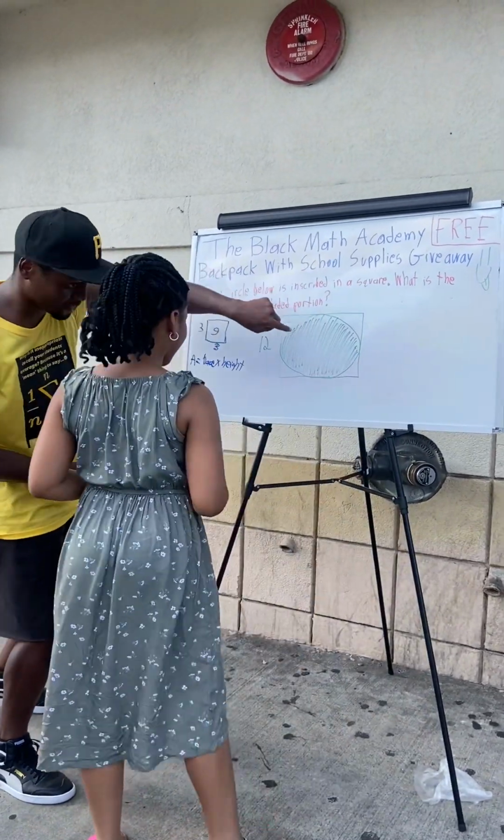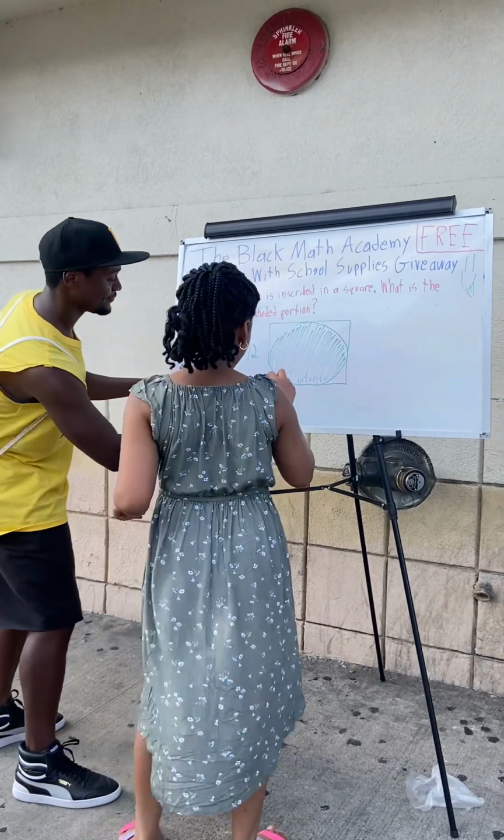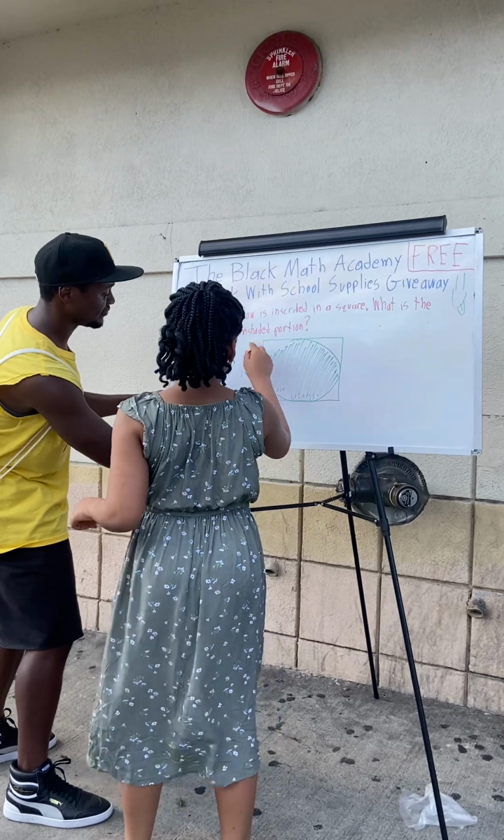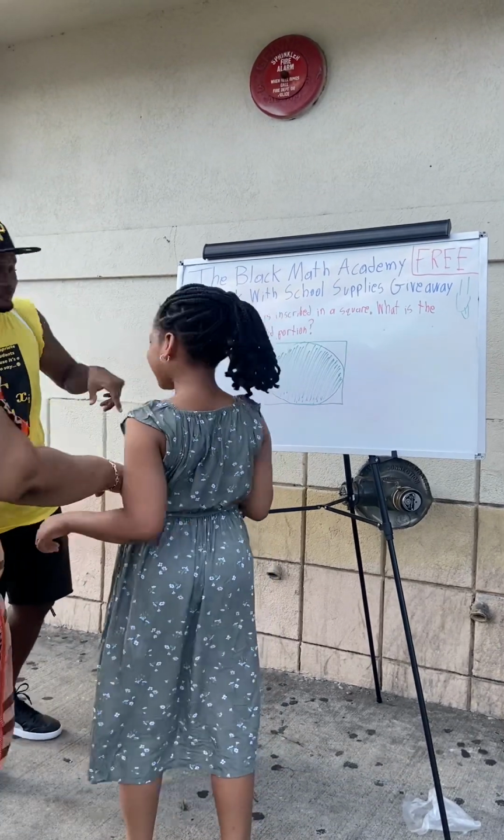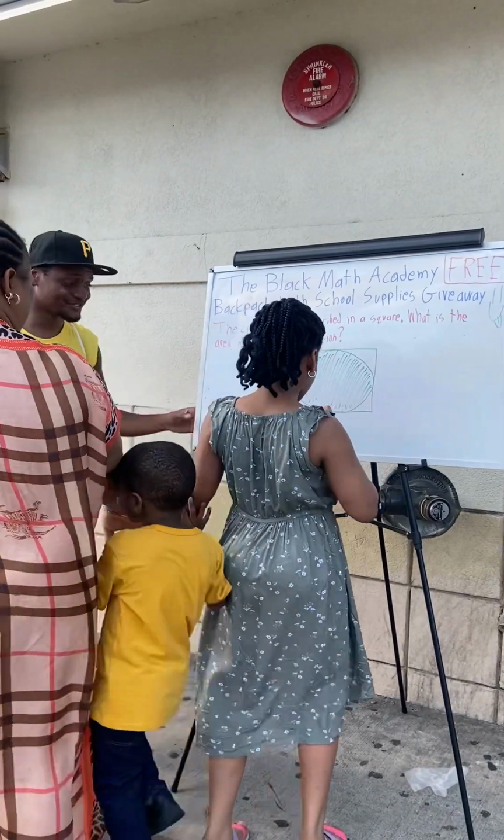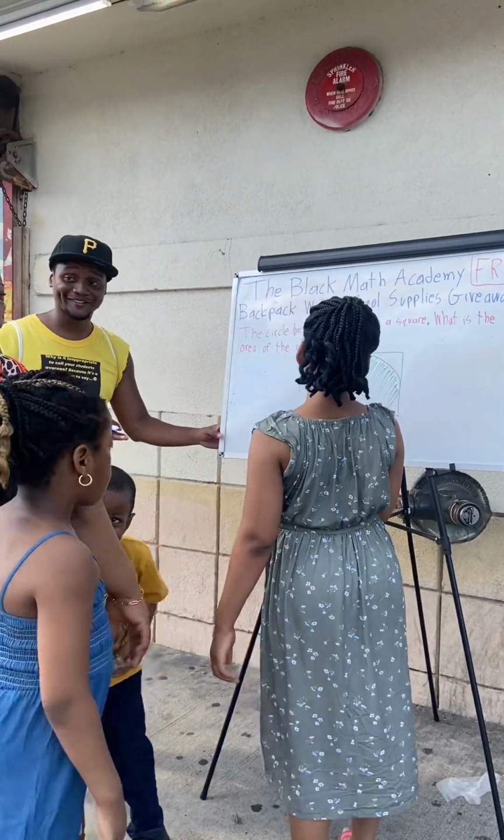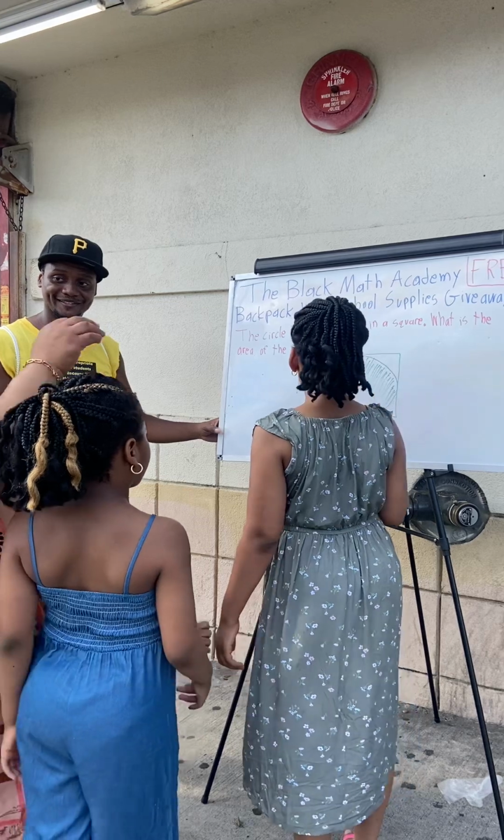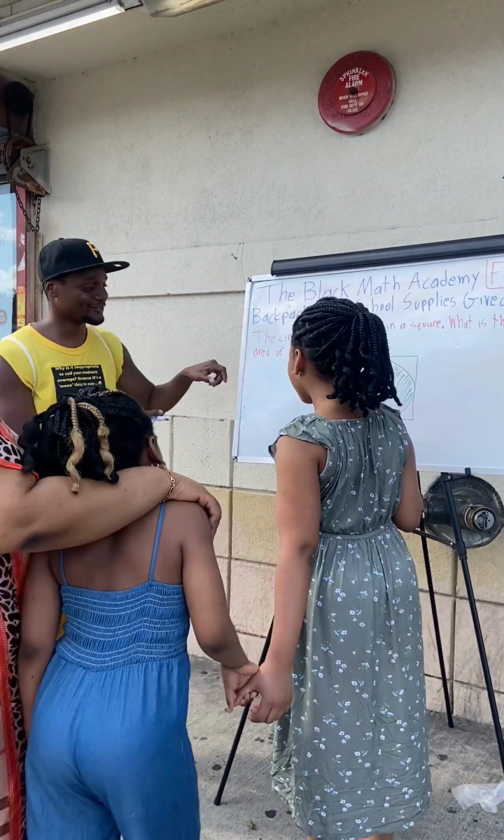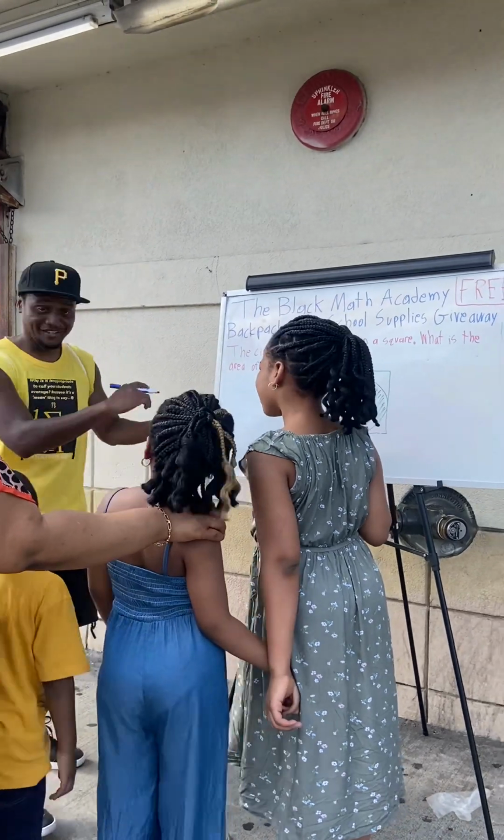I want this square. Okay? One side is 12. And this side is 12. This side is 12. What side is that one? It's a square. This was the example. That's why I gave you the example.